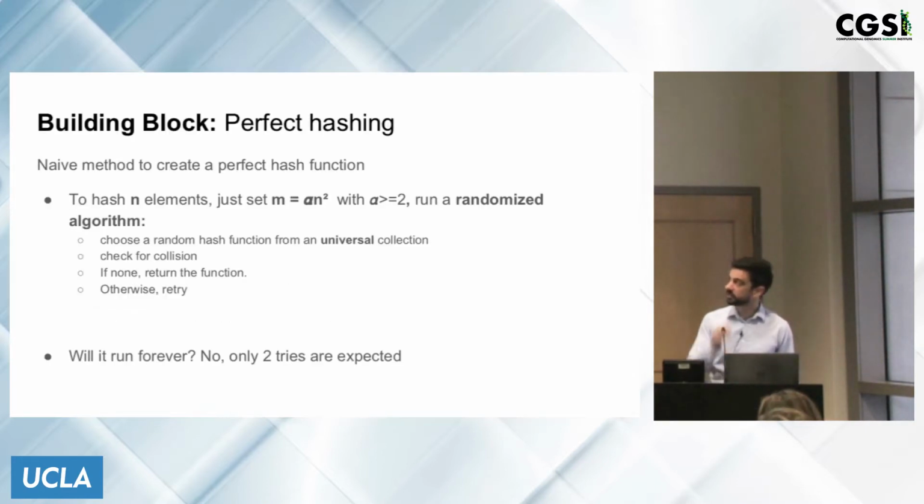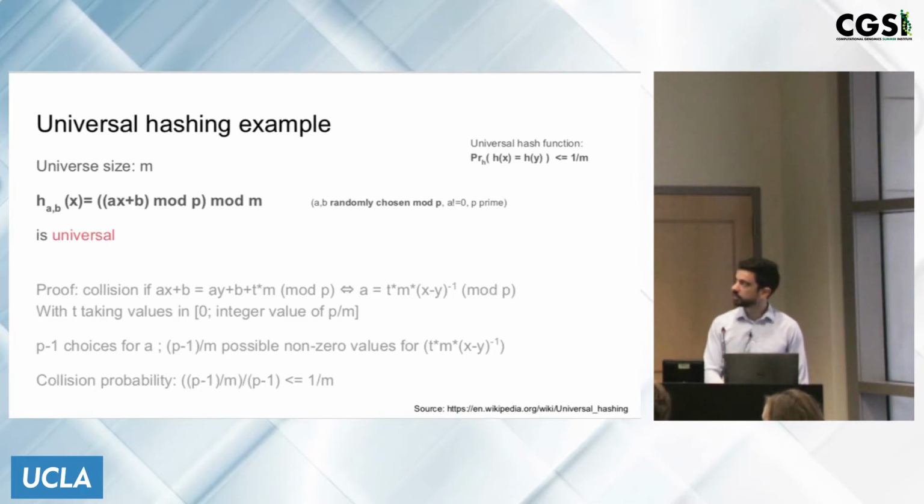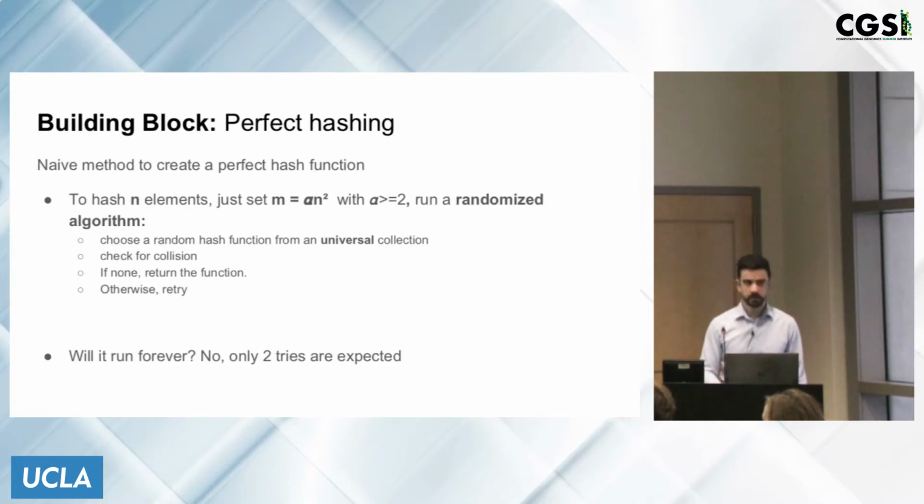There's another way to create a perfect hash function, which I quite like. It's a naive method. If you have n elements, you set a universe size of alpha times n squared, so a large universe size, with alpha a constant larger than 2, then you run the following randomized algorithm. Given a universal hash function collection, the one we saw before, for instance, you can pick a function, check for collisions, and if there are no collisions, you return the function you've chosen. And remember, the previous family was easy to pick elements from, because once a and b are chosen, you have essentially defined the function, and you don't need to store anything else.